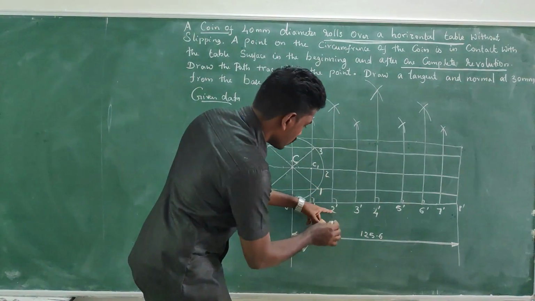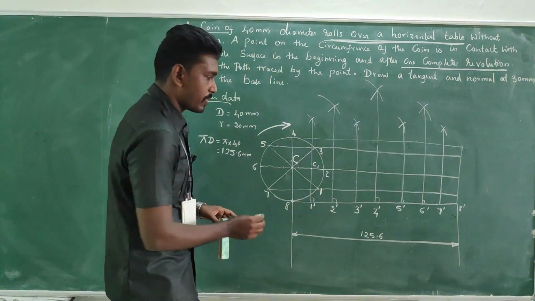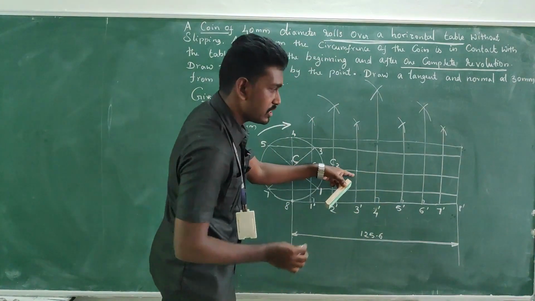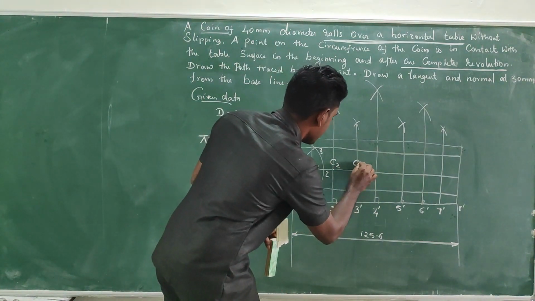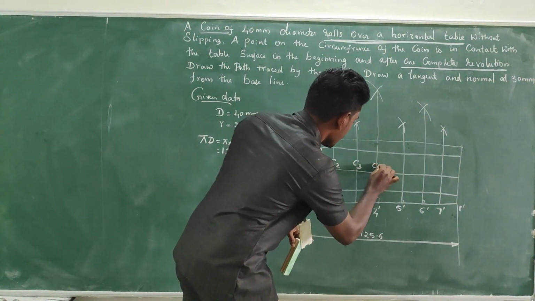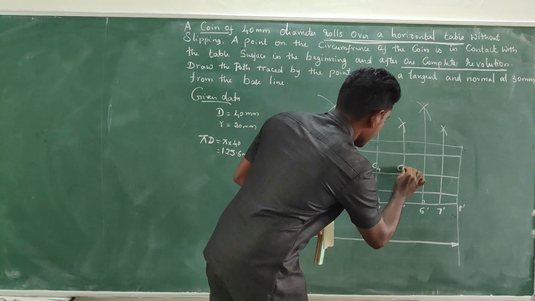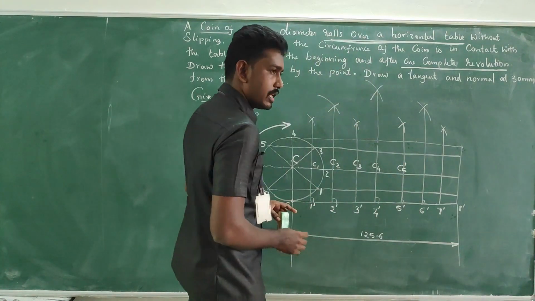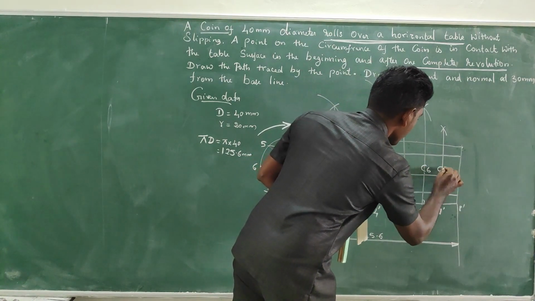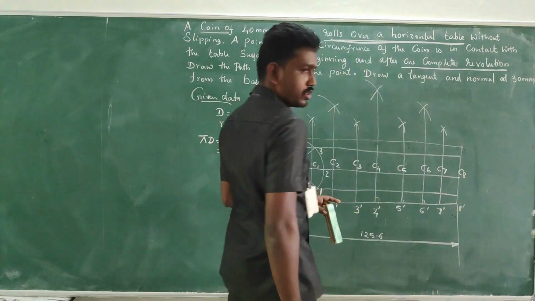Here 2 dash is coming and it is intersecting. We can take this as C2, and this 3 dash is coming and intersecting. This is C3, and 4 dash is intersecting. This is C4, and C5 is intersecting. We can take that point as C5, and here it is C6, C7, and this is our C8.